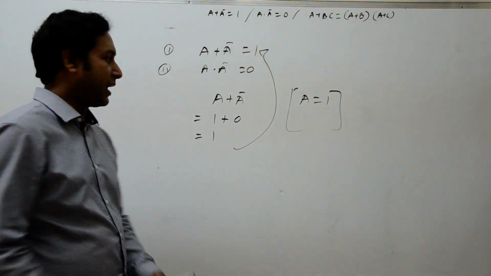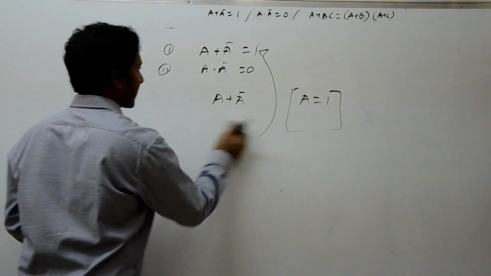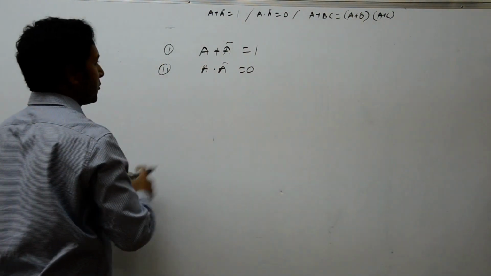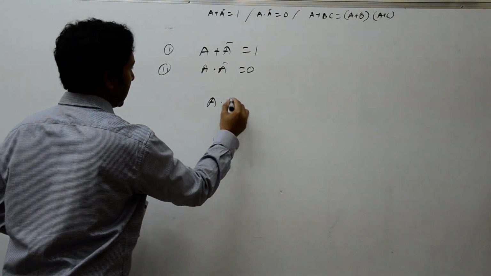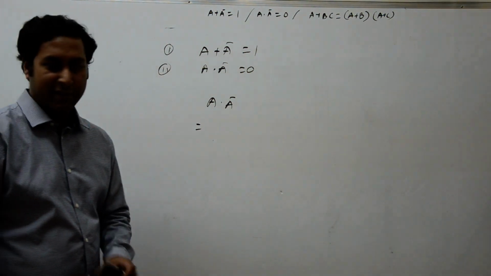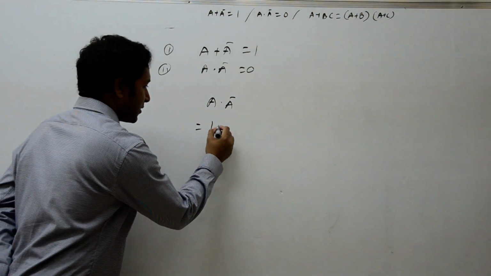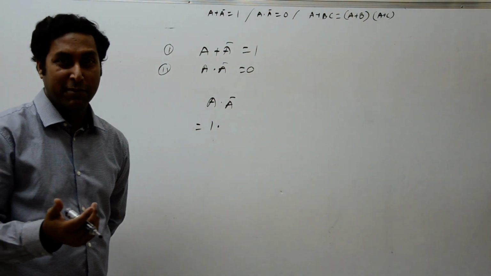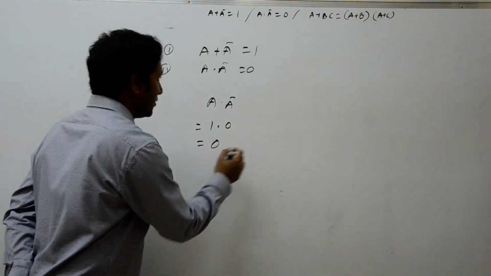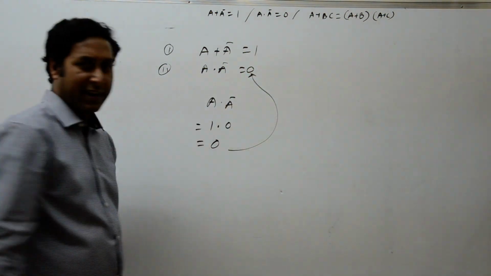proved. Okay. Now again, a into a bar, assuming again the value of a is equal to 1, like before, dot, then what is the value of a bar? Definitely 0. So 1 into 0 is 0. Okay, understood?